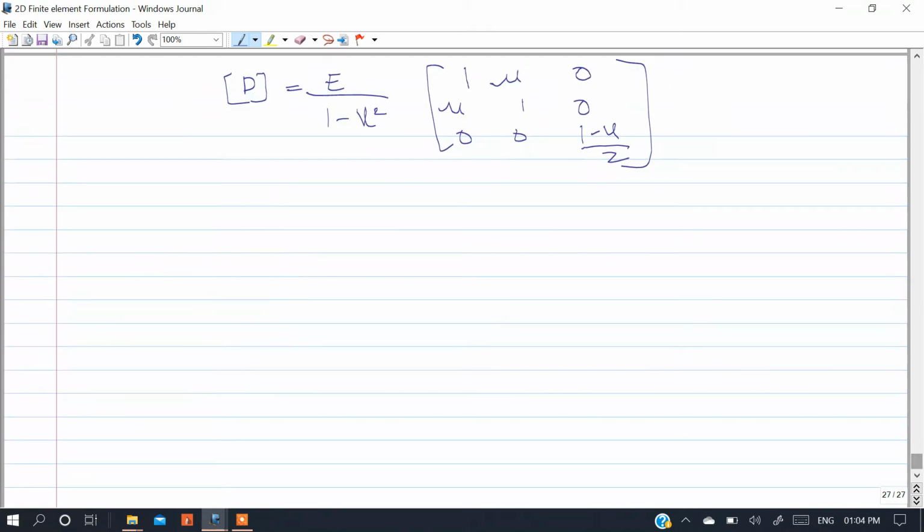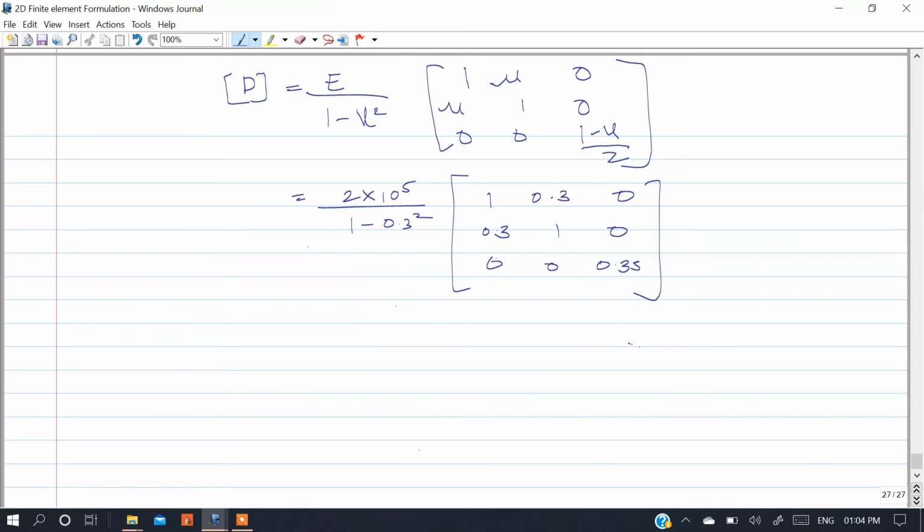So mu is 0.3. So putting the values, 2 into 10 raised to 5, that is modulus of elasticity, upon 1 minus 0.3 square, in the matrix 1 0.3 0, 0.3 1 0, 0 0 0.35 after solving it.